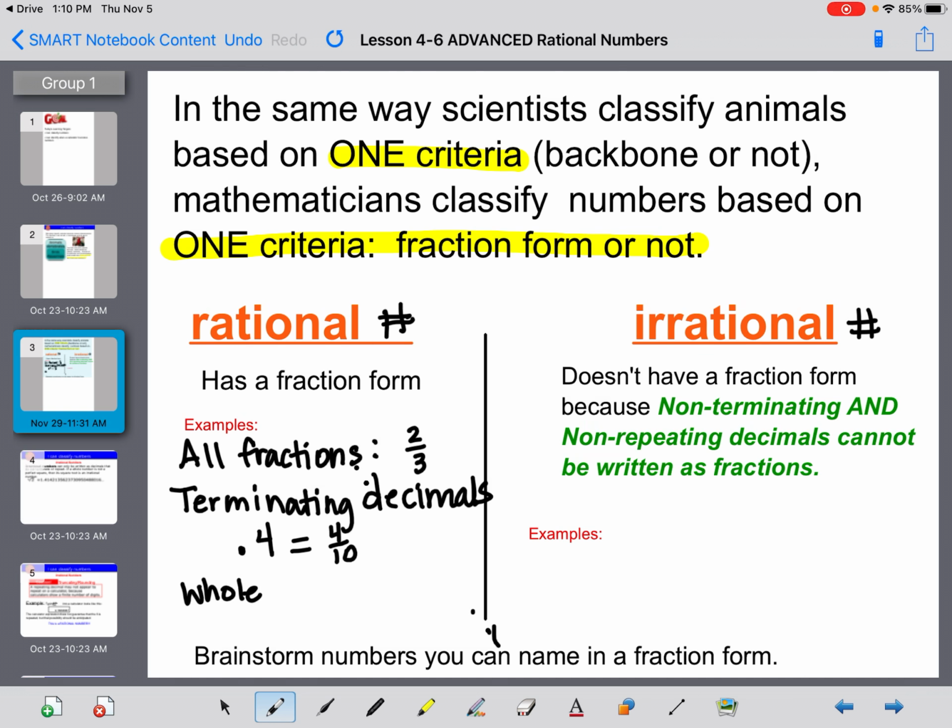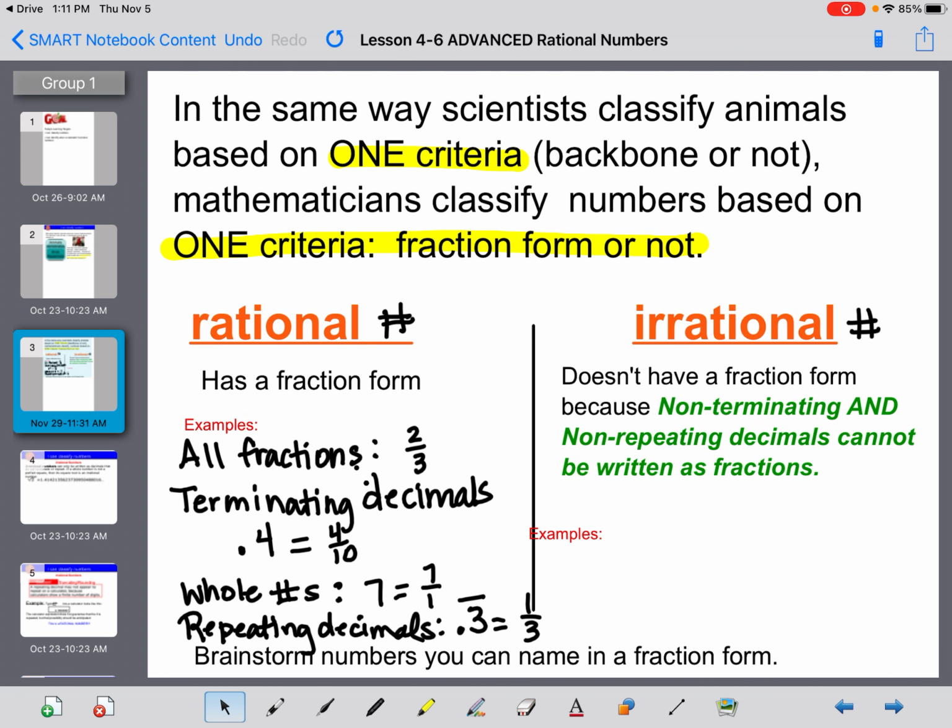Whole numbers are also rational. Let me give you an example. We all know that the number 7 is a whole number. 7 can be written in fraction form as 7/1. In fact, repeating decimals can also be written as a fraction form. Repeating decimals like 0.3 repeating is the same as 1/3. It has a fraction form.